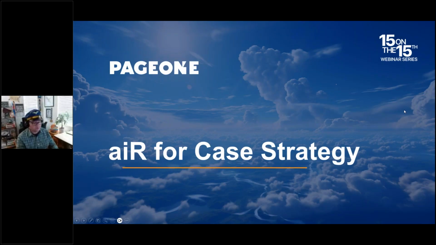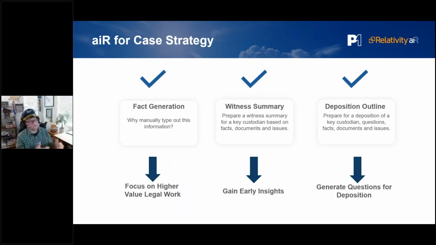So first up, what is aiR for Case Strategy? There's three central components of it. There's a fact generation. So you provide some inputs, and we'll cover this more in a little bit. Point it to a saved search of documents, and essentially it builds out facts. And we'll dive into what that looks like. So you can focus on higher value legal work.